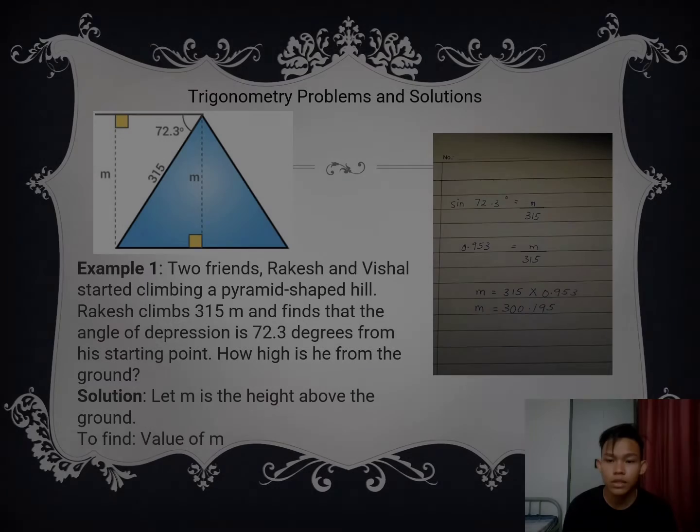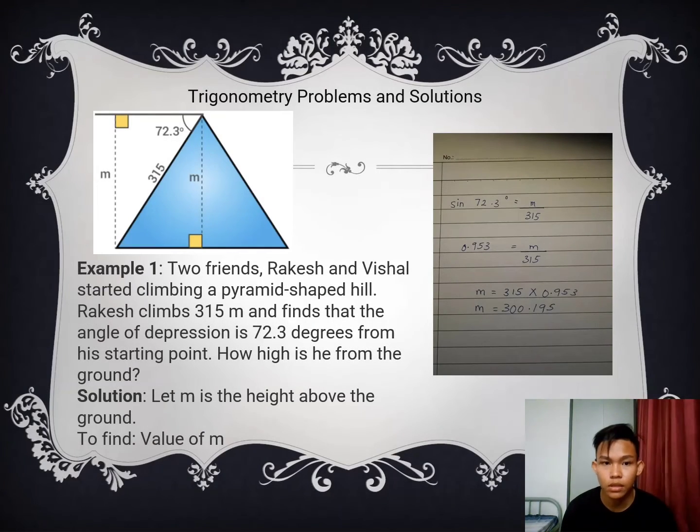Thank you. Trigonometry problems and solutions. Example 1. Rakesh and Vishal start climbing a pyramid-shaped hill. Rakesh climbs 315 m and finds that the angle of depression is 72.3 degrees from his starting point. How high is he from the ground? Solution: let m be the height above the ground.